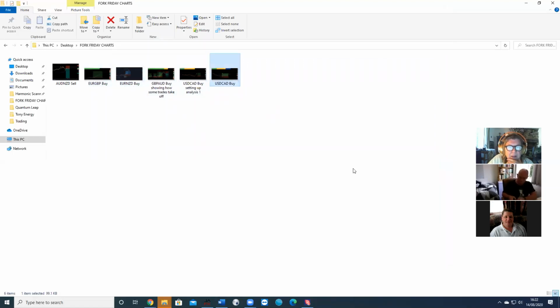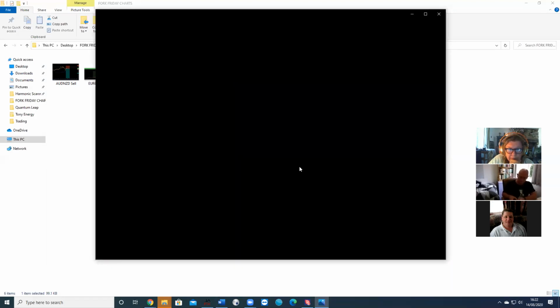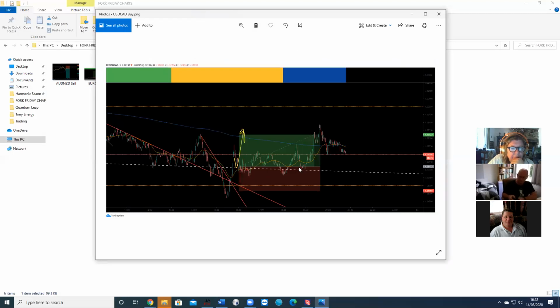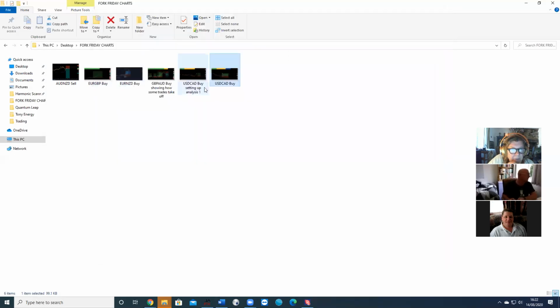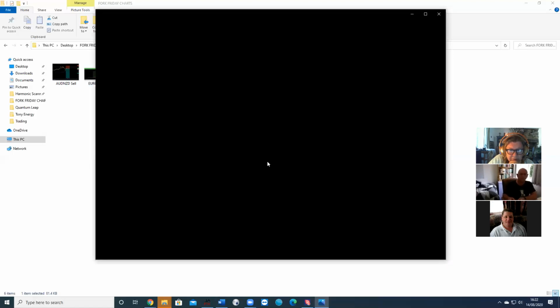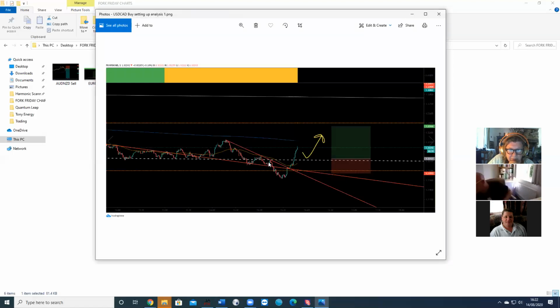USD CAD for a buy. So this, oh, did I not have the US, setting up analysis. So here we have someone thinking about the buy, but they're not sure about it yet. They think it's going to do that 10 pip. They're waiting for the no retest, no entry. They're waiting for the retest off the pitchfork and go. They've put their slider bar on.